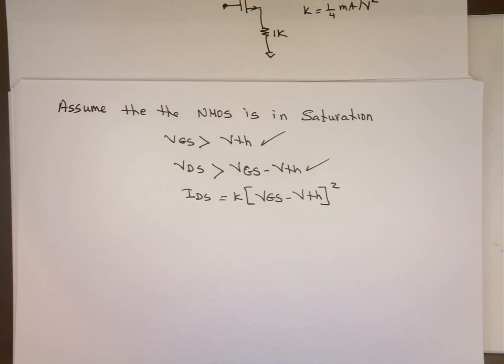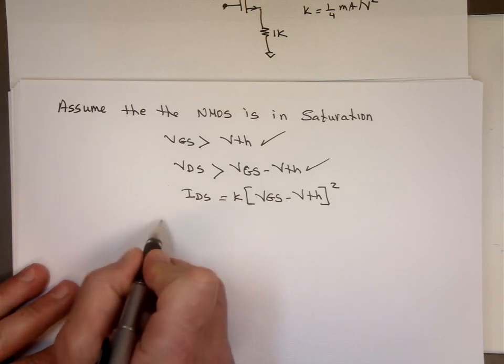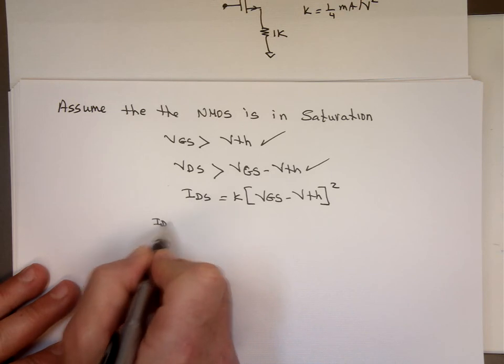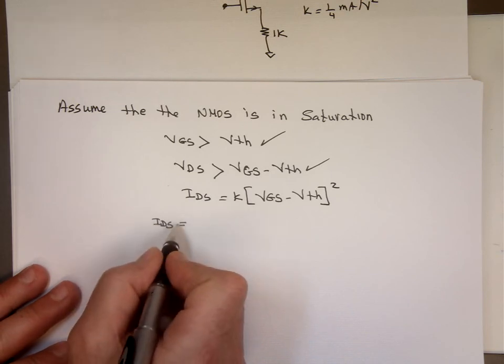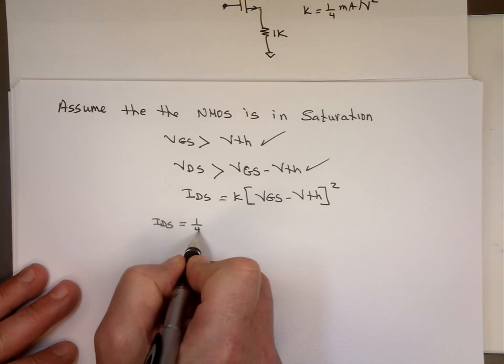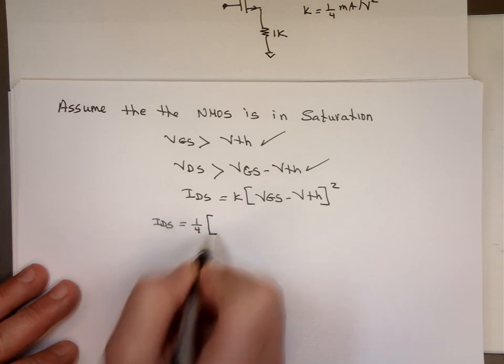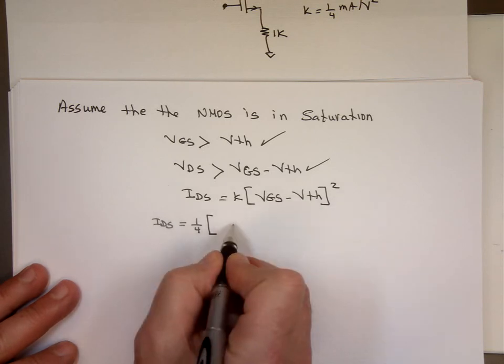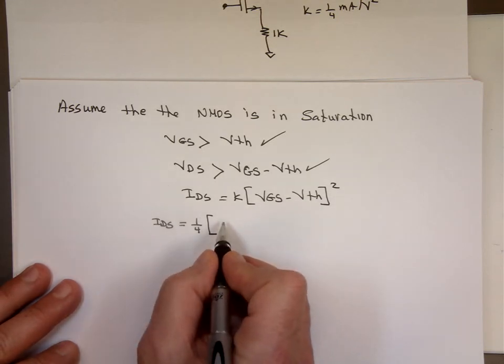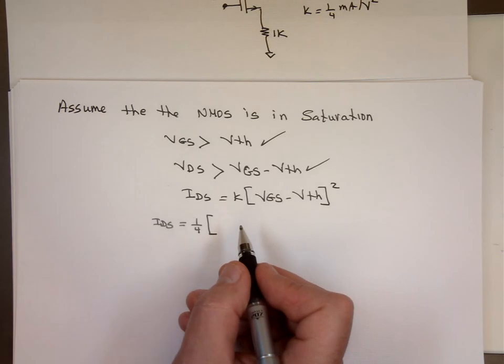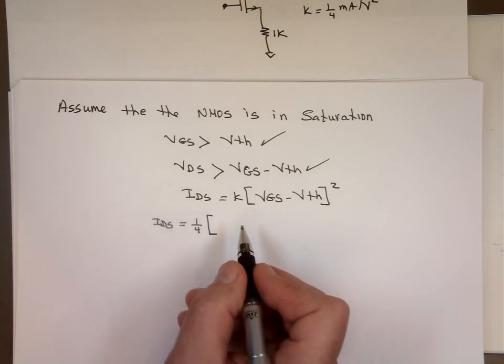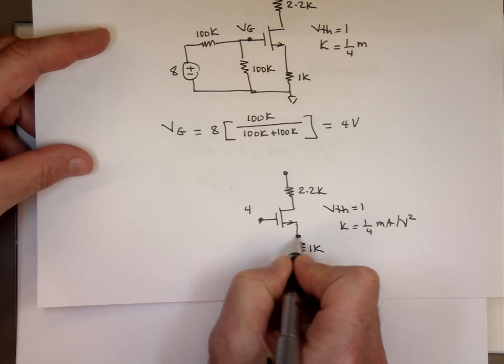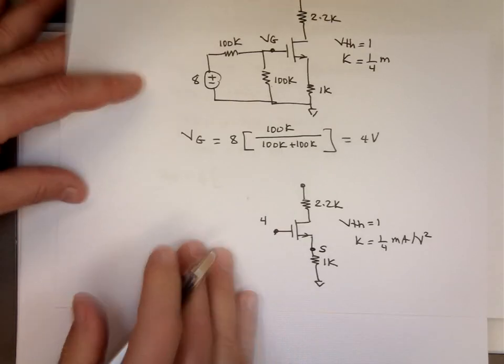So let's plug in the numbers. I sub D here equals K, and what was my K here? 1/4, 0.25, times VGS, and I don't know what VGS is. Well, I need to know what VGS is. Let's look right here. This is G and this is S. I know VG is 4.